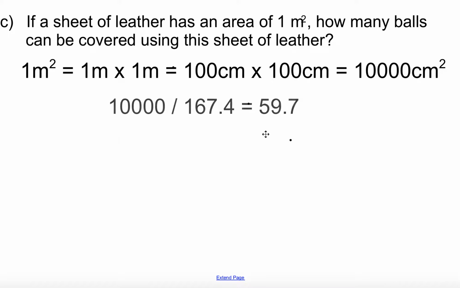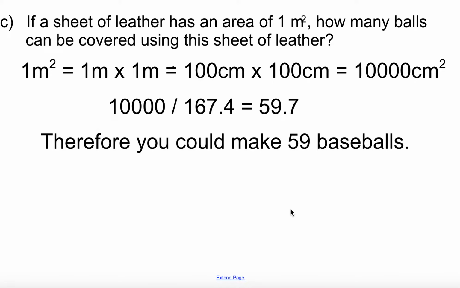Then all we're going to do is divide by our number. 10,000 divided by 1 ball, which was 167.4, is 59.7. That means you can make 59 baseballs because you can't make that last one. You can't make 0.7 of a baseball and just assume you can make the other side. Okay.